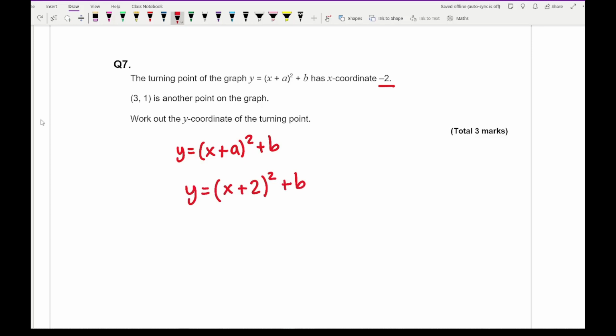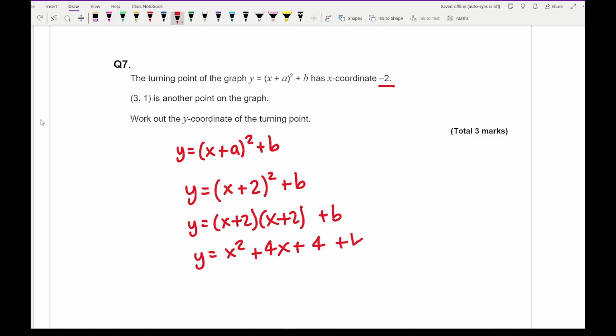Then from this, what we've got to do is expand the brackets. So y equals x plus 2 all squared plus b. And so y equals x squared plus 4x plus 4 plus b. And then from this, what I can do is substitute the coordinate in. So when x equals 3, y equals 1.